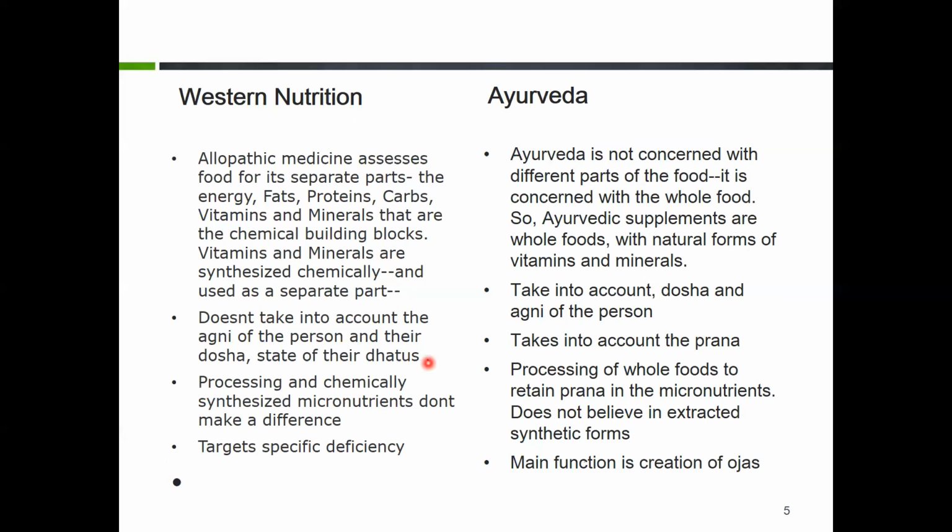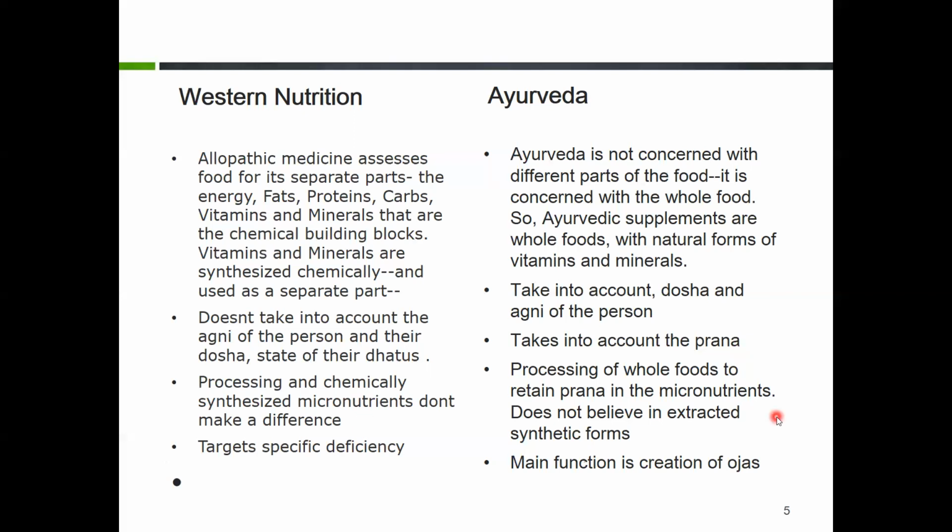We are concerned with prana. We are concerned with how much vitality the food has, meaning it has to be local and fresh and organic, and it has to be alive. How will we have life if you're eating dead food? If it is canned or processed or fortified, it's like a food-like substance. Something that has prana, which is life, is going to decompose. If it is not going to decompose, it doesn't have prana in it. So processing and chemically synthesizing doesn't matter where you get it. In Ayurveda, we process whole foods to retain prana and also the micronutrients.